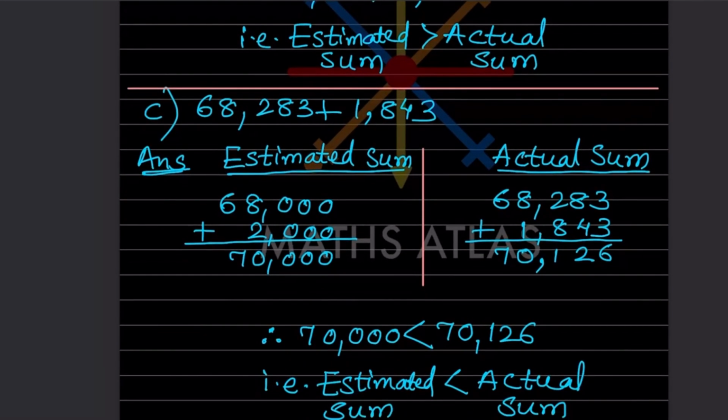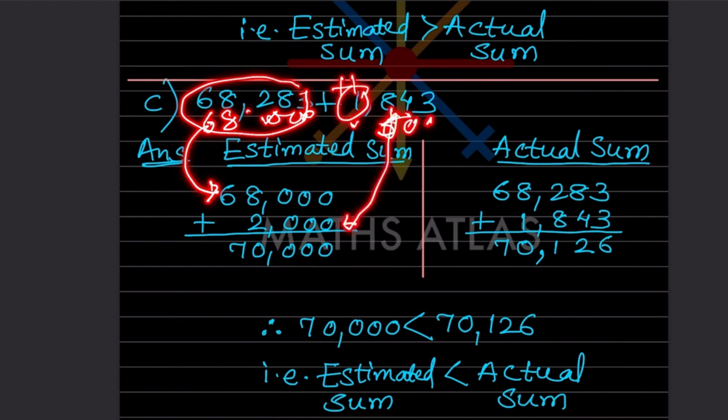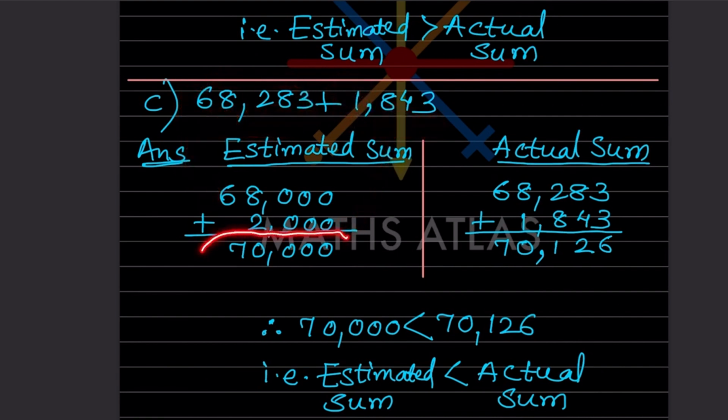Okay. So now here 68,283, because this is less than 5, here 0, 0, 0. This 8 remains the same. When you round it, it comes out to be 68,000. And here now after 1, this is 8. 8 is bigger than 5. So 5 and more than 5 means you are going to add 1 here. So this comes out to be 2,000. Here 0, 0, 0. So here 2,000. That whole thing is explained in the previous video. So this comes to be 70,000.